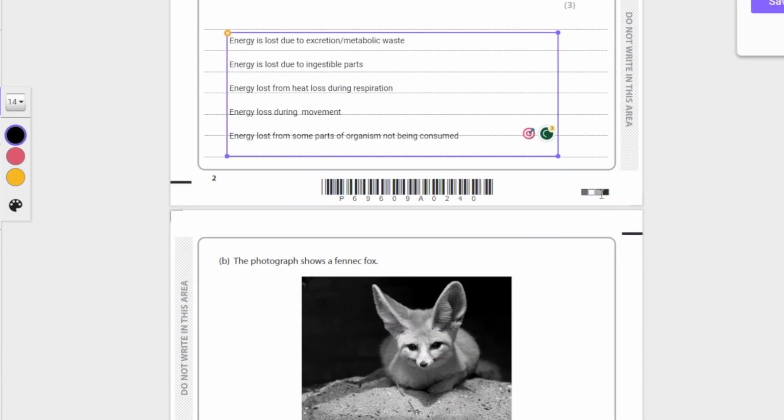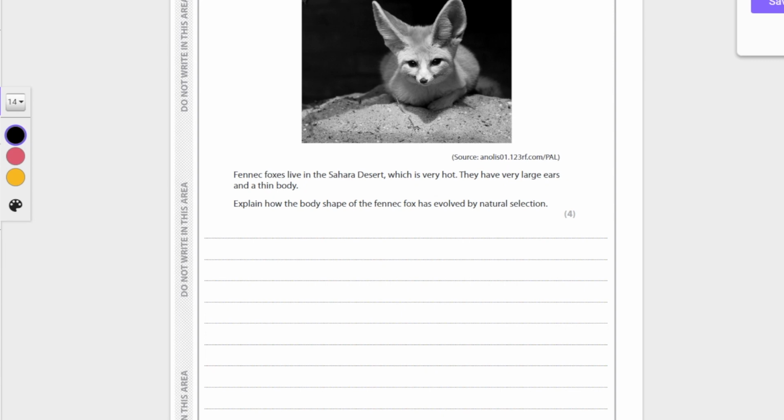So yeah. Okay, this photograph shows a fennec fox. Very cute. Fennec foxes live in the Sahara Desert, which is very hot. They have large ears and a thin body. Explain how the body shape of a fennec fox has evolved by natural selection.